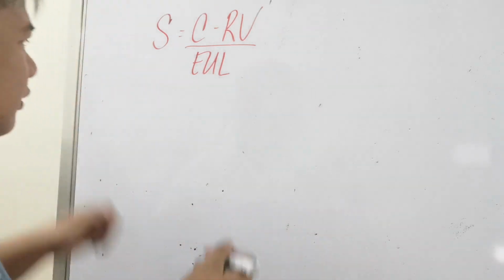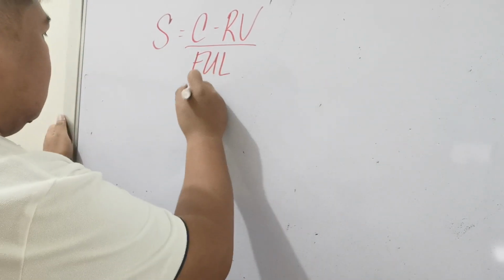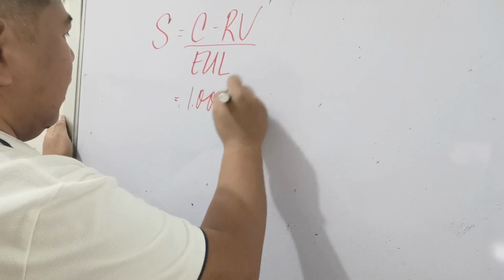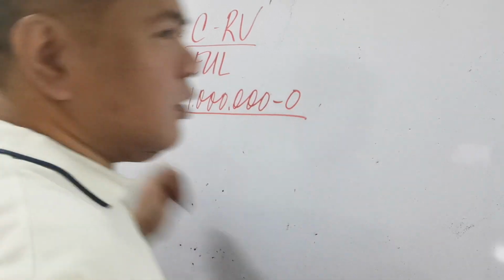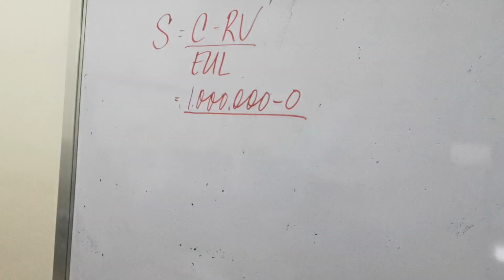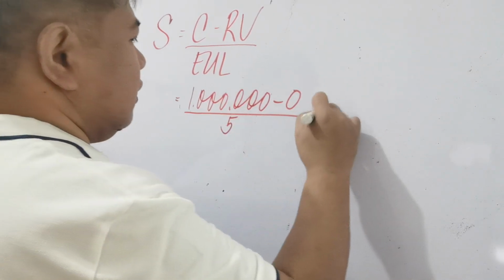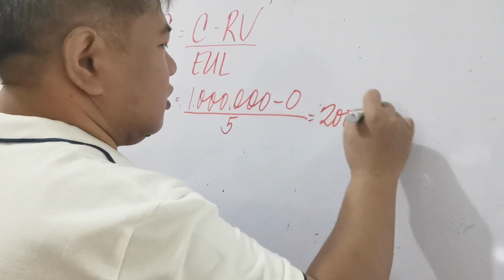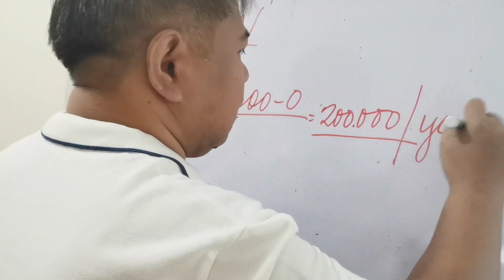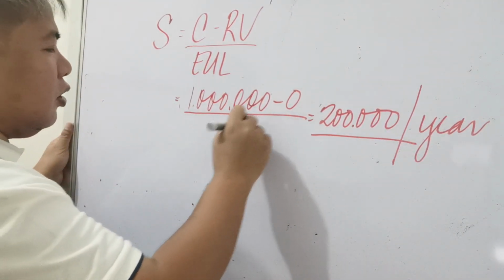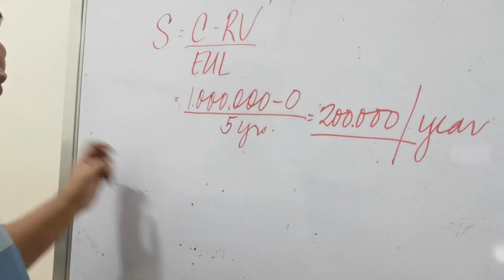Okay, let us now solve. So therefore, the cost of the equipment is 1 million pesos. There is no salvage value, divided by the estimated useful life of how many? 5 years. Divided by 5 years. So therefore, this is 200,000 pesos per annum. Remember, this is per year because we express this in terms of years. So this is the answer for the straight line.